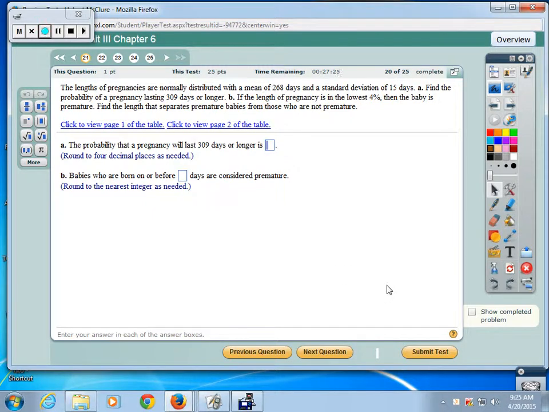Lengths of pregnancy are normally distributed with a mean of 268 days and a standard deviation of 15 days. Find the probability of a pregnancy lasting 309 days or longer. That's A. B. If the length of the pregnancy is in the lowest 4%, then the baby is premature. Find the length that designates a baby as premature or not premature, which is a complement. Draw a picture.